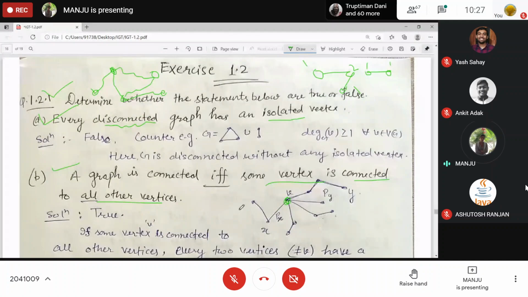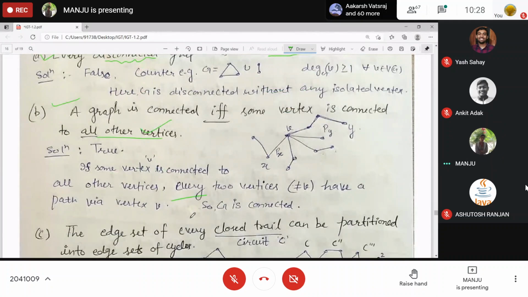Suppose from this vertex to y you want to go, so you can take this path via this one and this one. From this vertex, if you want to go, then this path you can take, and from this vertex, then via v you can join any two vertices. Any two vertices are connected via v. Understood? Clear? Yes, ma'am. That's true, and we have done this.